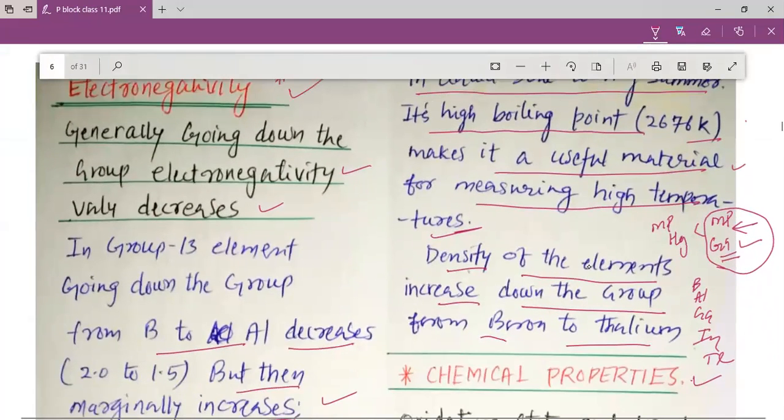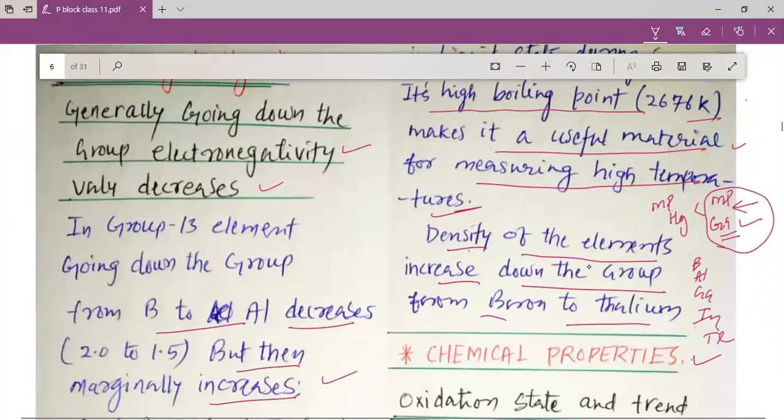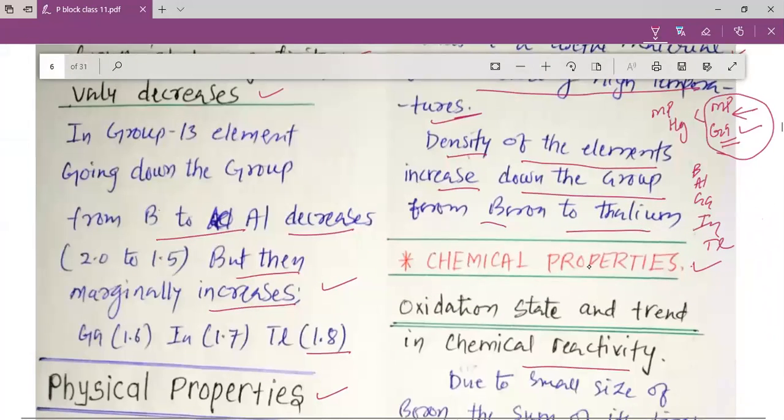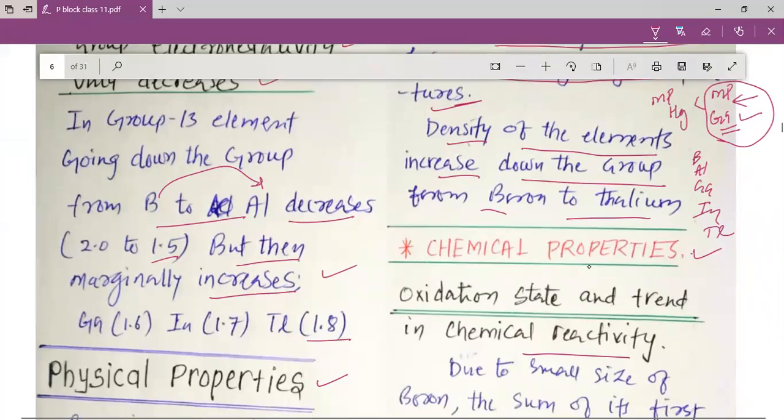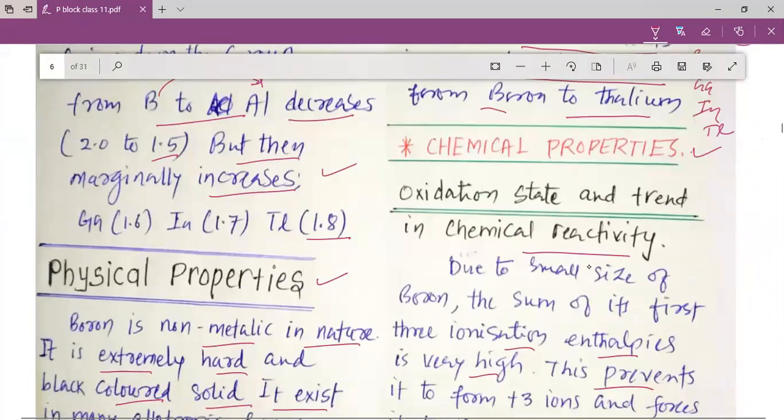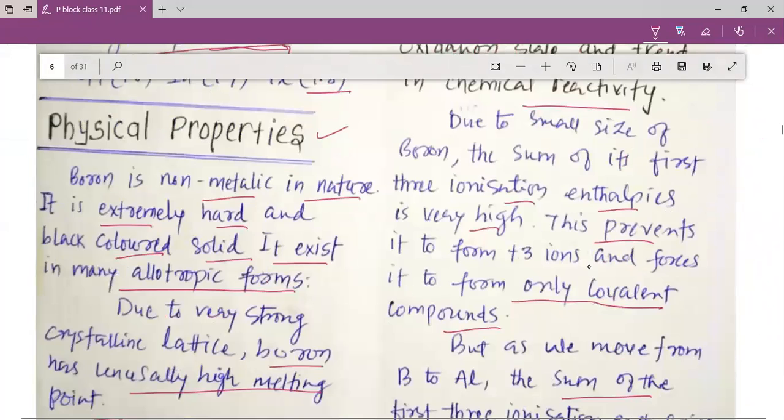Then we have studied about electronegativity, my dear students. Going from boron to aluminum, the electronegativity decreases to a very great extent, that is 0.5, but the electronegativity values of gallium, indium, and thallium are almost similar. Still, we can say that going from indium to thallium, there is a marginal increase in electronegativity.